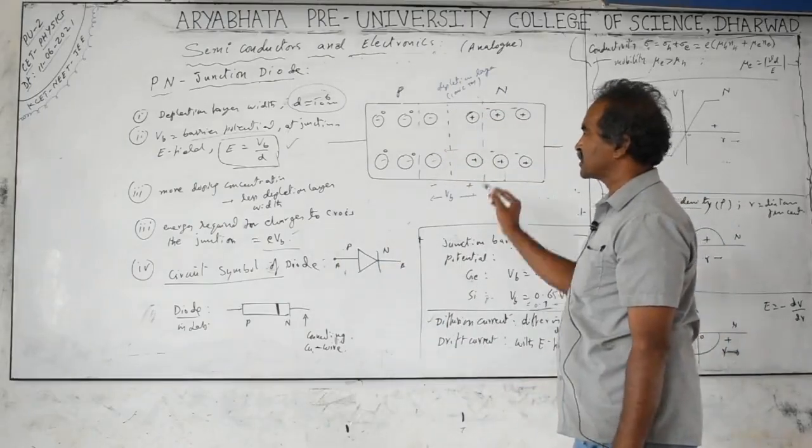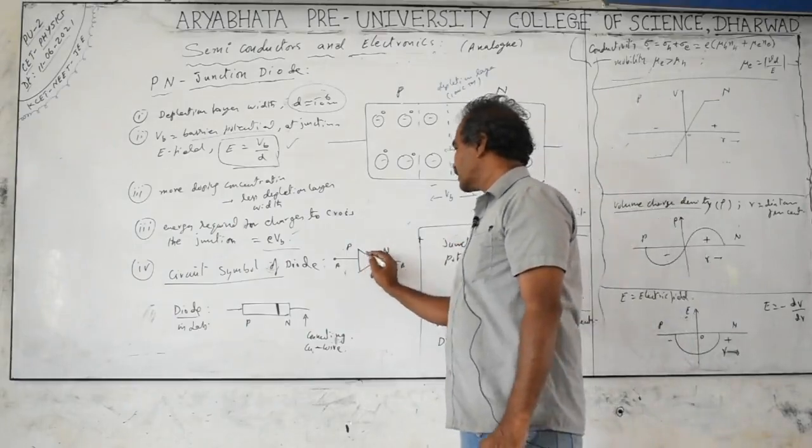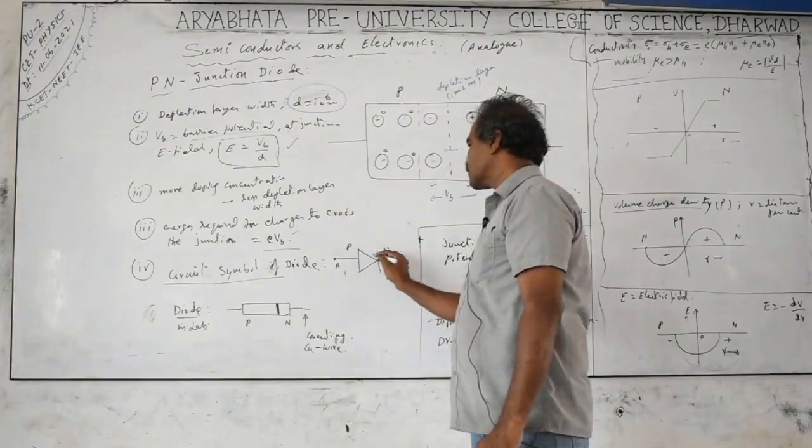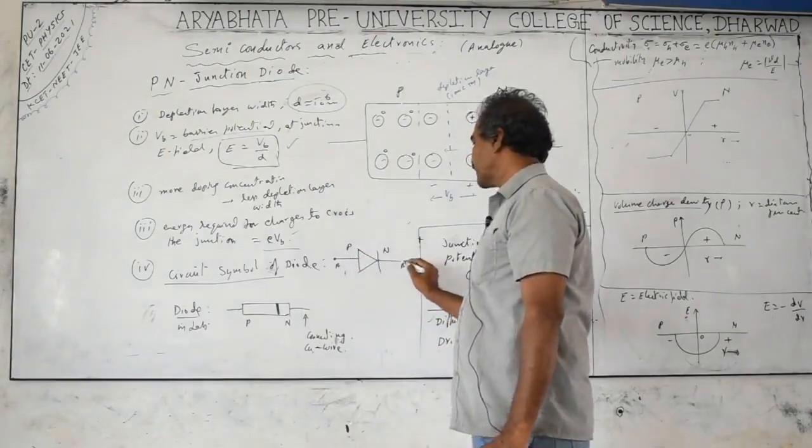Next, the circuit symbol for this diode is an arrow mark. This arrow mark indicates the direction of conduction current that will pass through the diode, from P type to N type, P to N.